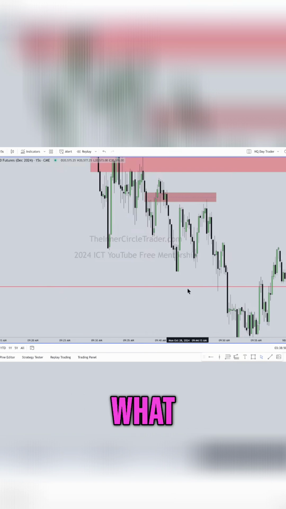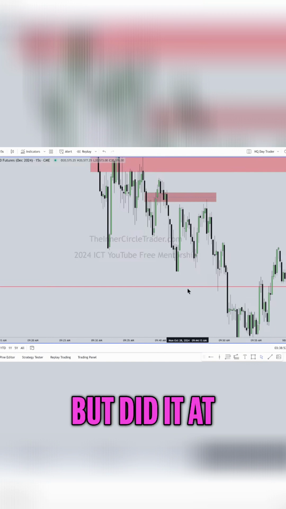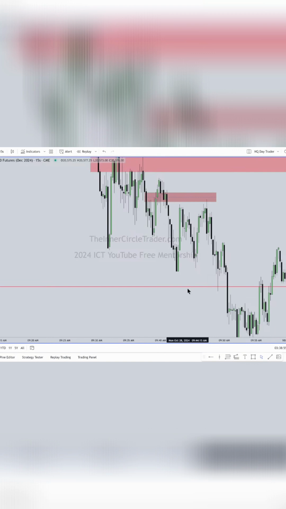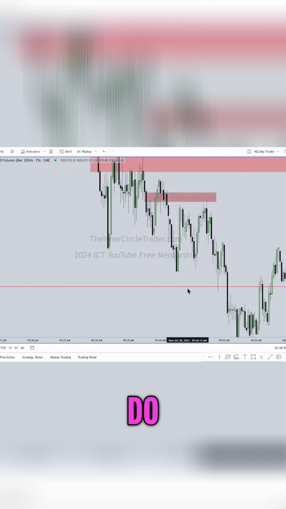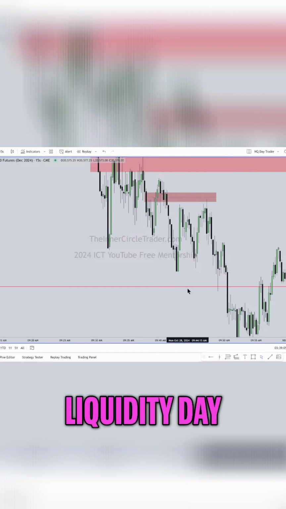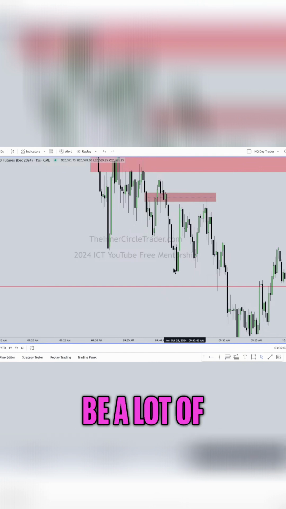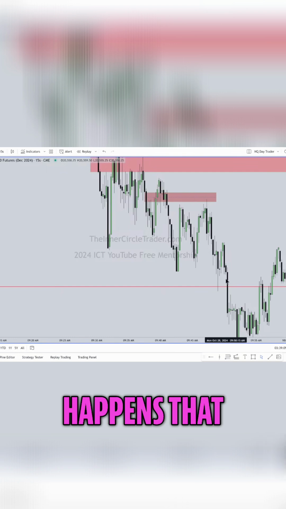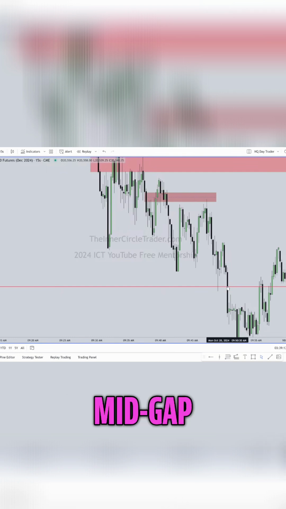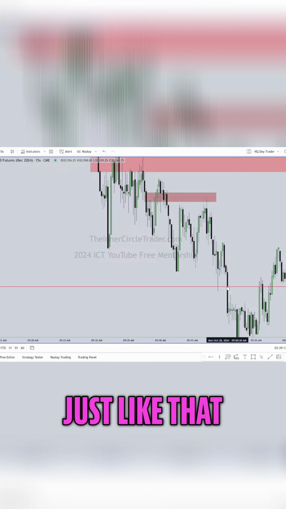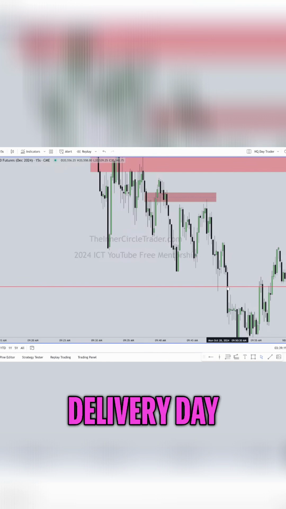Yes. What happens if it wouldn't have done it today in the first 30 minutes, but did it at like 11 o'clock? Okay, you would say, okay, well, it did it again. It just didn't do it in the first 30 minutes. Wonderful. But it's not all that important because it's a high resistance liquidity day, meaning that it's going to be a lot of give and take back and forth. But it just so happens that it hit today, even in high resistance conditions, it trades to mid gap. So 70% strike rate is still hitting just like that today, even in a complex delivery day like it is today.